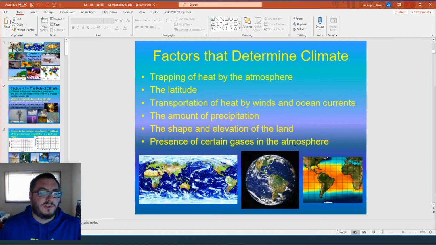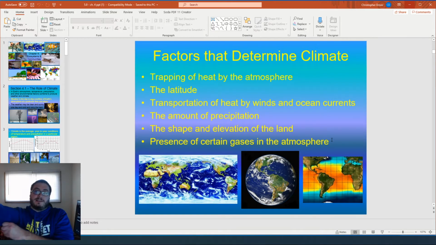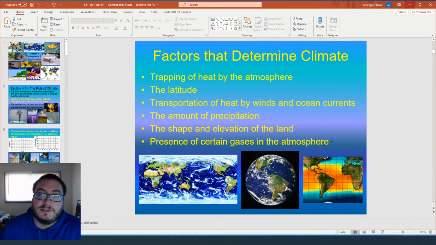And the presence of certain gases in the atmosphere. We all know about the global warming stuff. Carbon dioxide is a greenhouse gas, something that affects how much heat is actually kept in by our atmosphere. And there's other things too, like methane.